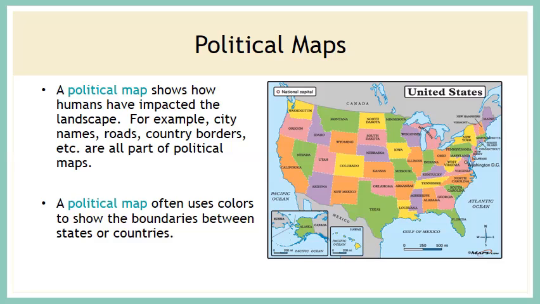Political maps often use colors to show the boundaries between states and countries. For example, on this map, Pennsylvania is green and New York is yellow. Now, of course, in real life, those are not the colors of our states. They just use the colors to help you identify different locations on a map.